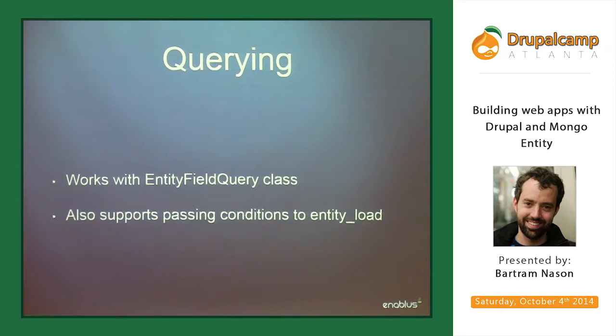Mongo Entity works with entity field query right out of the box. It also works with entity load. The entity load function has a few parameters or arguments. One of those is deprecated, but you can pass conditions straight into entity load, and it will work with Mongo Entity as well. So if you just want to very quickly get something by title, you can use entity load as well.